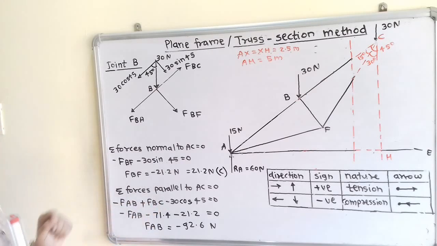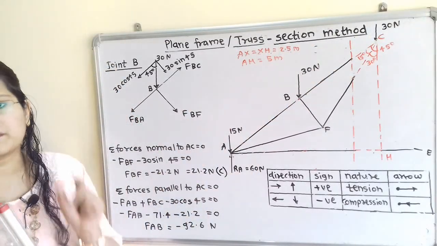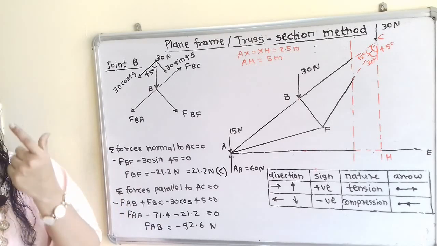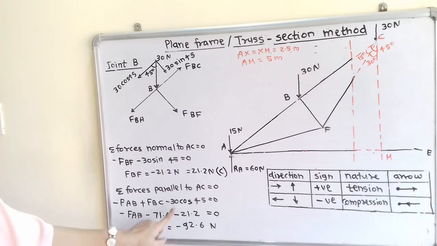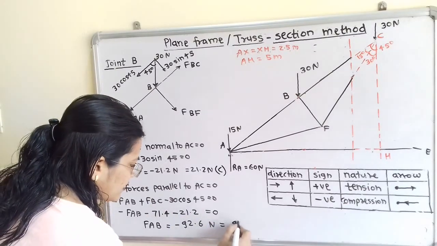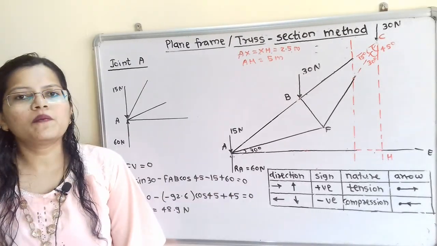Now this FBC we have calculated. So the force in the member BC, by section method we have calculated, is minus 71.4. That is, the nature is compression. So we have to use magnitude with negative sign. So we will put the values. So minus FAB minus 71.4 minus, now this 30 cos 45, that means 21.2, is equal to 0. So FAB is equal to minus 92.6 Newton. So here also nature is compression. So we will write 92.6 Newton with compression nature. Now we will move to the joint A.